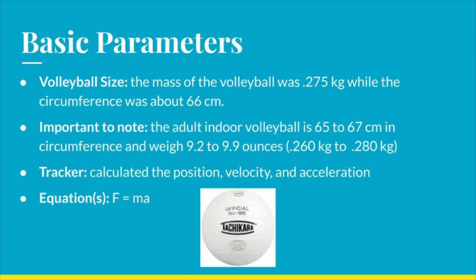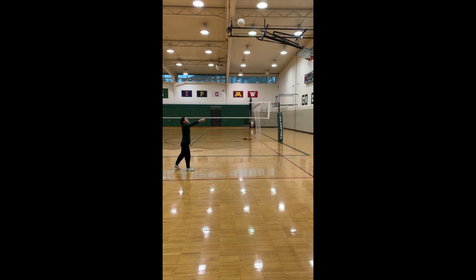The mass of the volleyball was 275 kilograms, while the circumference was about 66 centimeters. However, in an actual indoor volleyball game, the circumference is between 65 to 67 centimeters, and the weight of the ball must be between 260 and 280 kilograms. Furthermore, although we discussed all the different forces that act on the volleyball, we'll be focusing on the applied force between the player and the ball. After retrieving data from Tracker, we found the acceleration of the ball at the point of contact between the hand and the ball. Then, to calculate the force applied, we used Newton's second law, force equals mass times acceleration. This is a video of me bumping the ball.